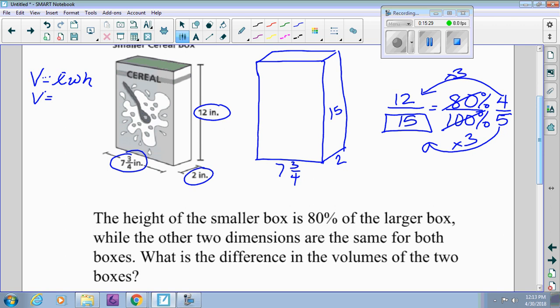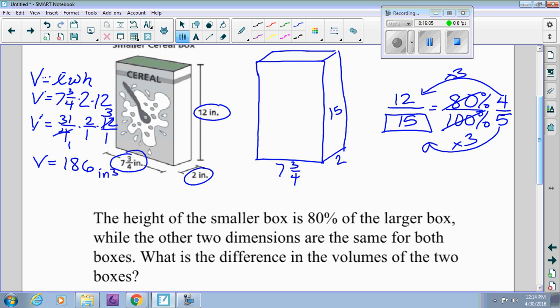So 7 3/4 times 2 times 12. And we'd have 31 over 4 times 2 times 12. I'm going to simplify here to make that a little easier. 6 times 31. Well, doesn't everyone know that off the top of their heads? 6 times 1 would be 6. 6 times 3 would be 18. So we know that this one has a volume of 186 cubic inches.